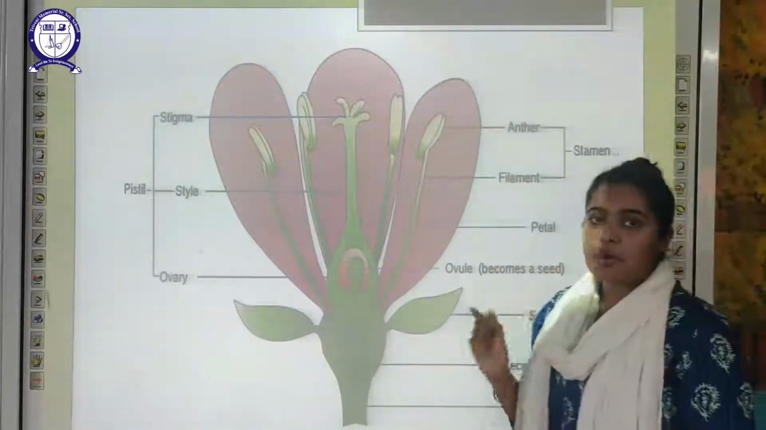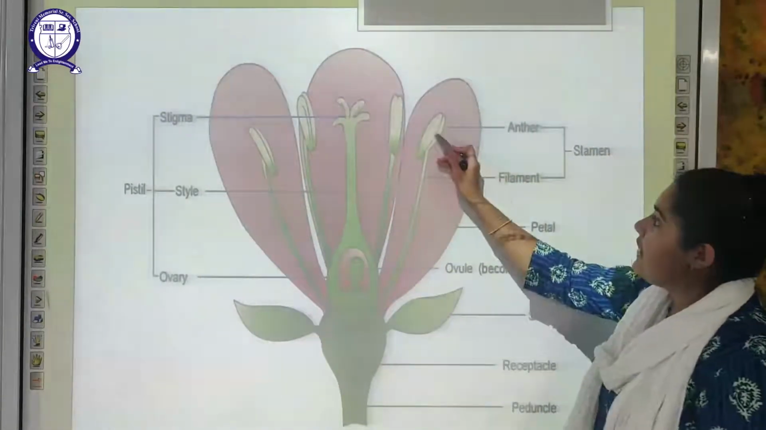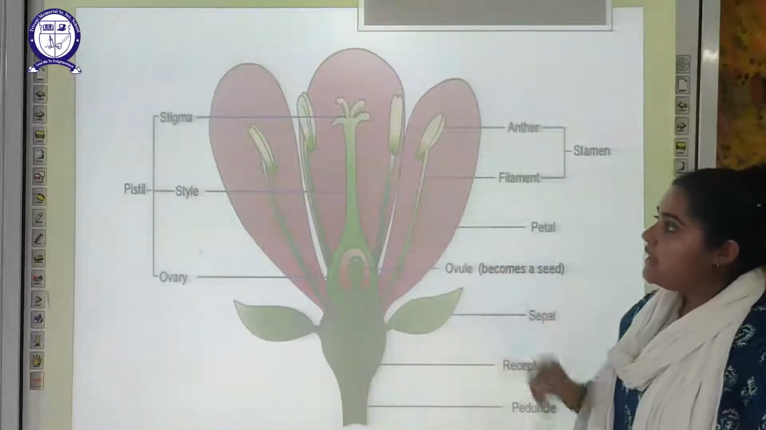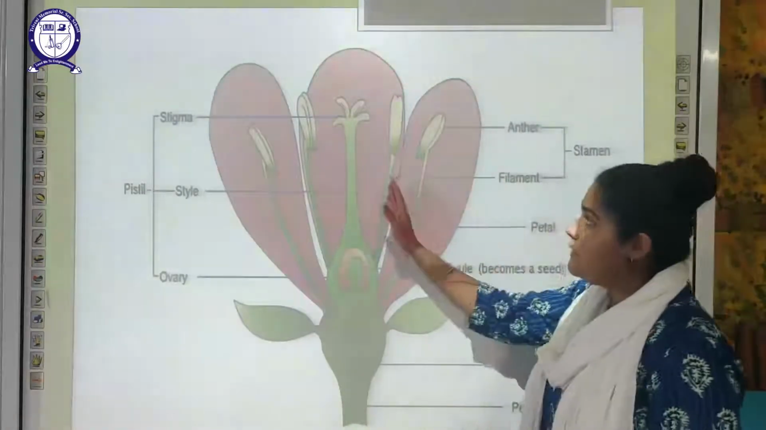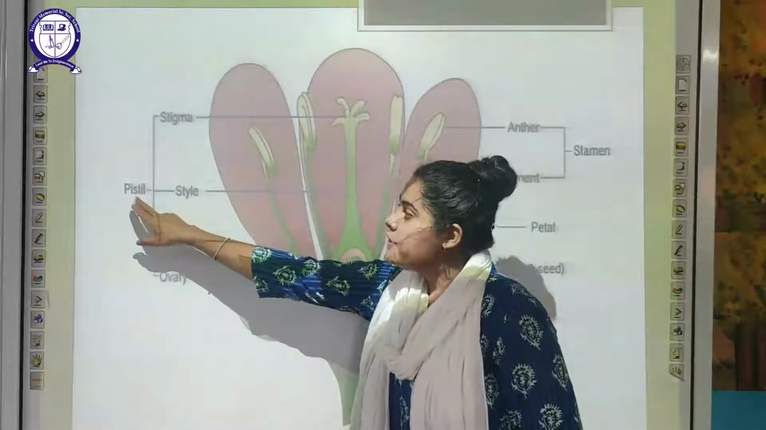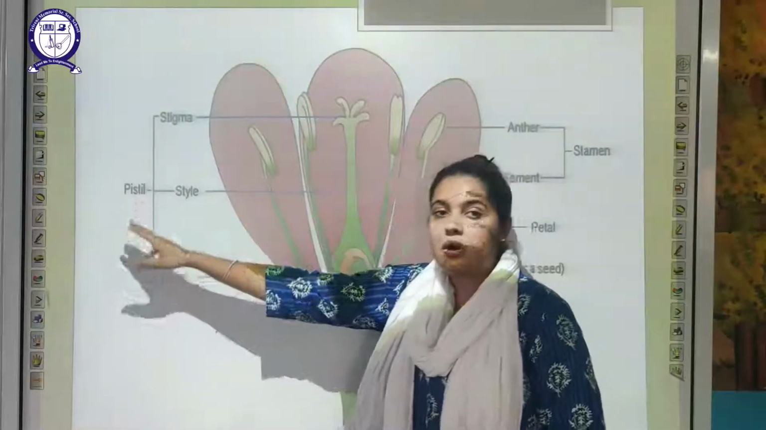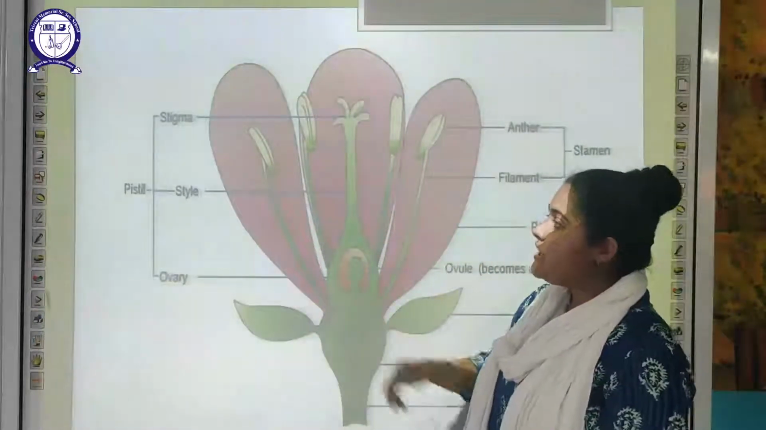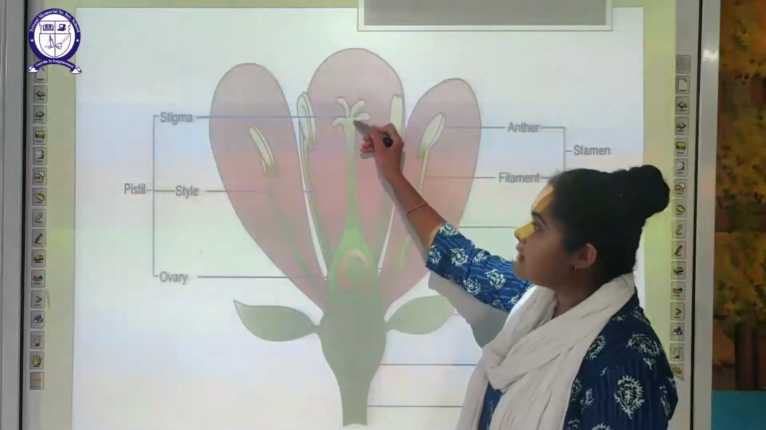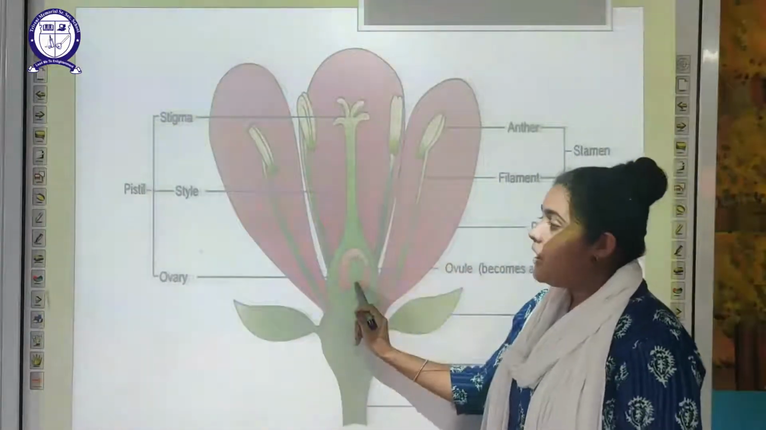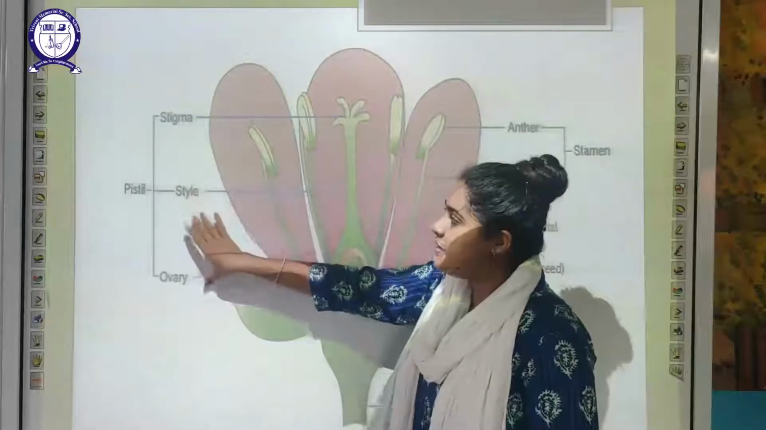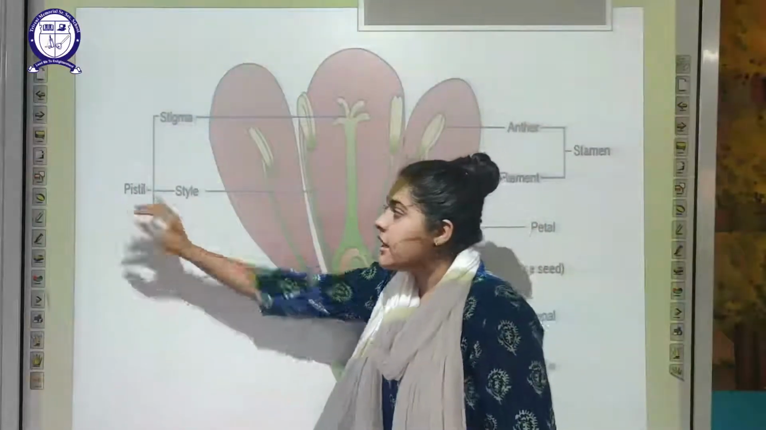This is the male reproductive part and it consists of anther as well as filament. The next one is the inside-most part, which is called the fourth part, that is your pistil, or it is also called carpel, and it has three different parts. That is, the first one is stigma, then a style and then an ovary. So these three parts are collectively called a pistil or a carpel.